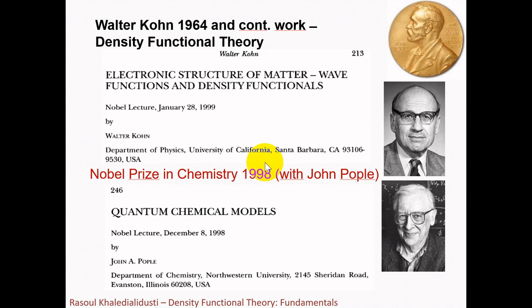Kohn shared the Nobel Prize with John Pople, who won it for practical wave function theory. Although Schrödinger developed the wave function theory, Pople made this theory more practical and kind of an everyday tool. All in all, in 1998, Kohn and Pople shared the Nobel Prize in Chemistry together.